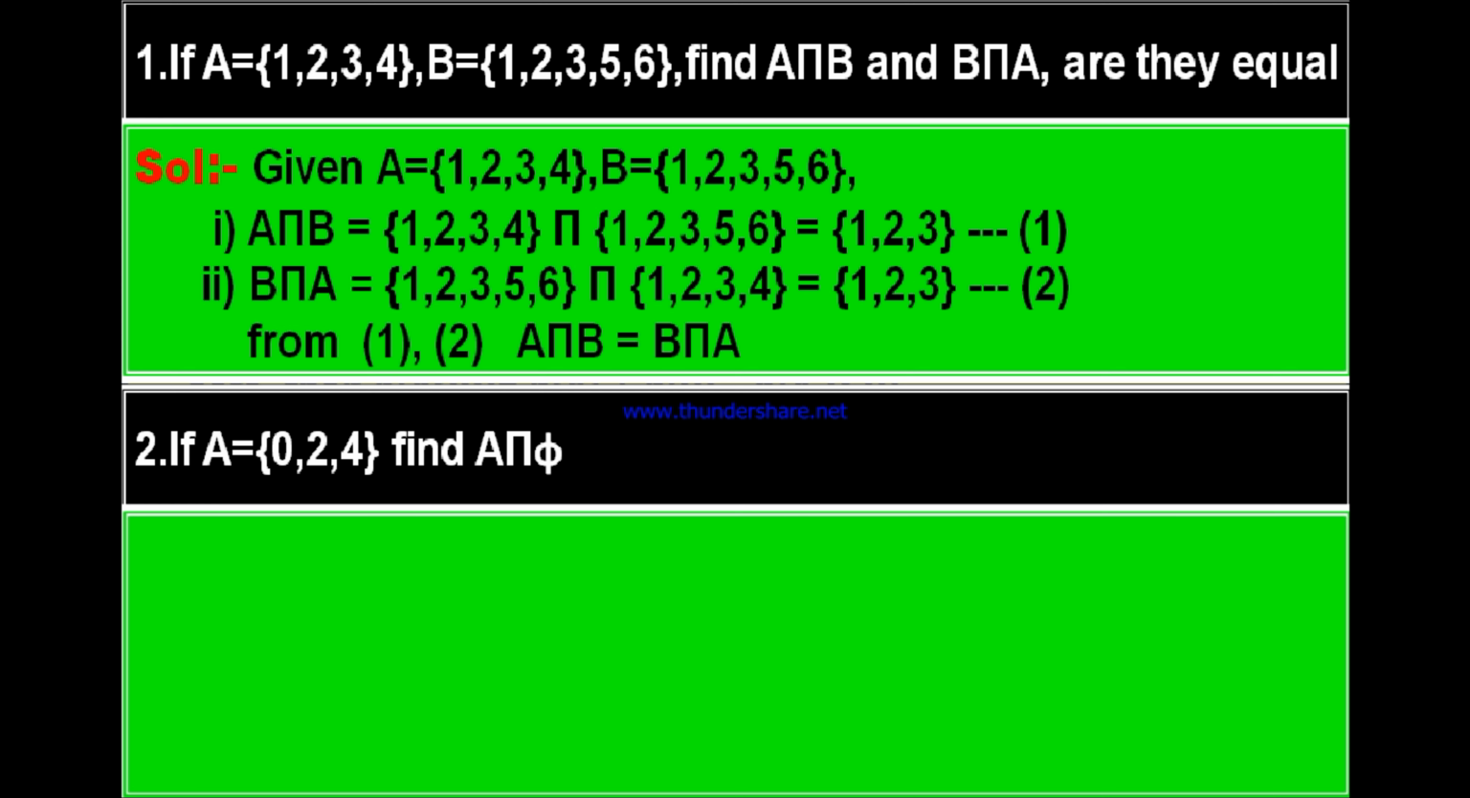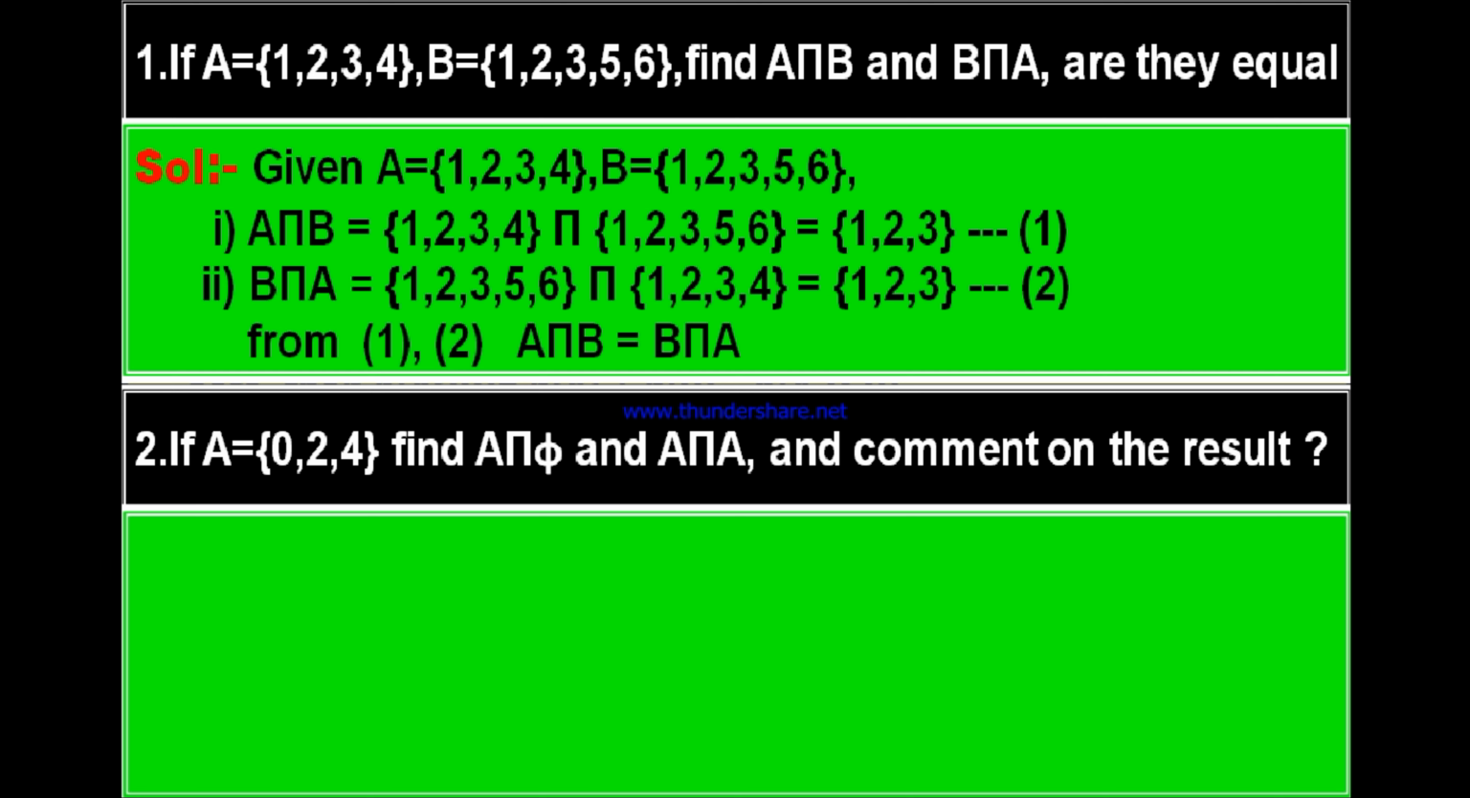Now question number 2. If A is equal to the set {0, 2, 4}, find A intersection φ and A intersection A, and comment on the result. I shall repeat. If A is equal to the set {0, 2, 4}, then find A intersection φ, where φ means an empty set, and A intersection A, and comment on the result.